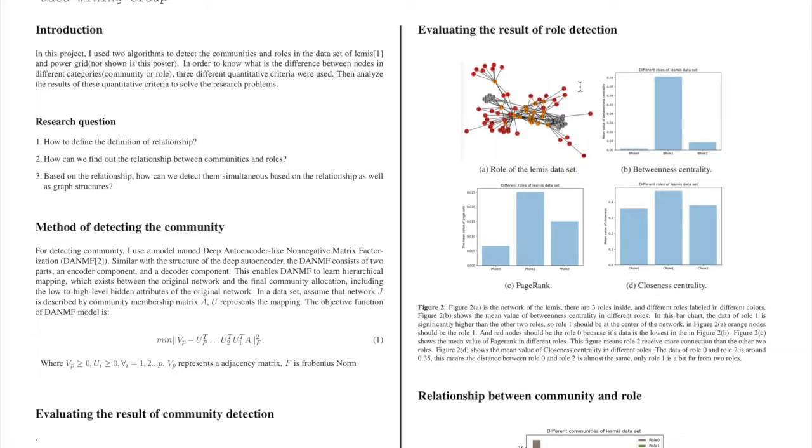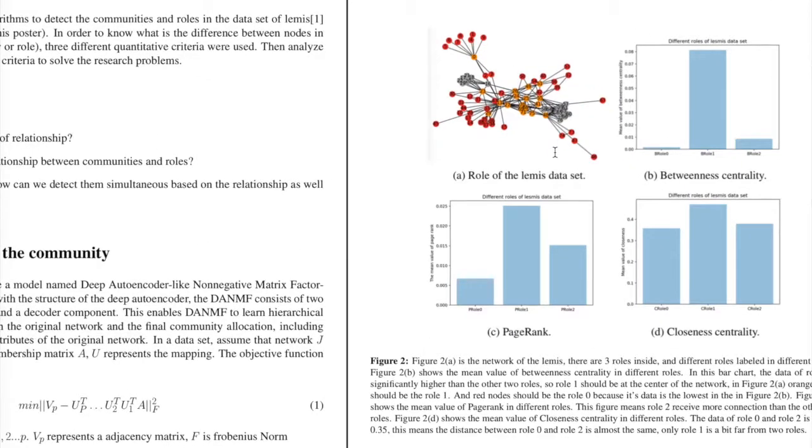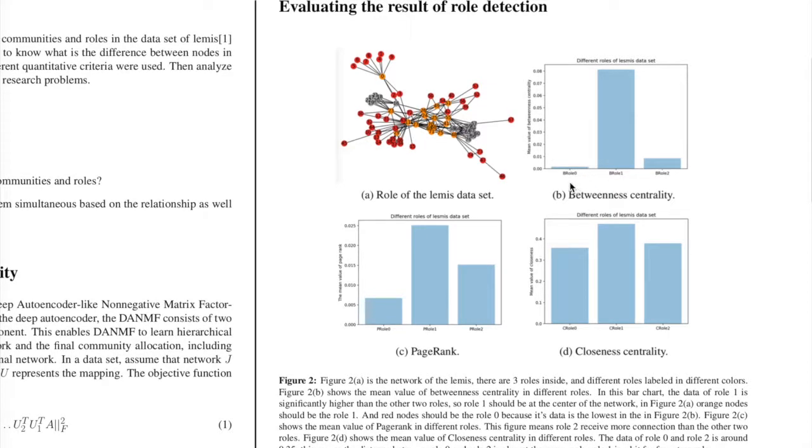In this algorithm, I input number 3. That means I need only 3 outputs. I need only 3 roles in the output. So we can see that there are only 3 roles: role 0, role 1, role 2, and each role is labeled in a different color.